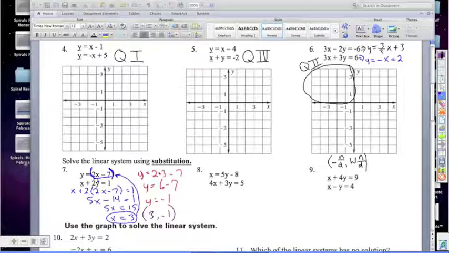Here's your hints for the remaining problems. You know what x is. So all of that substitutes for x. In this one, you will get a decimal answer.